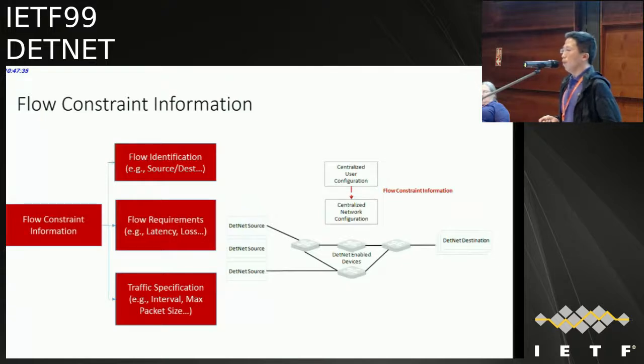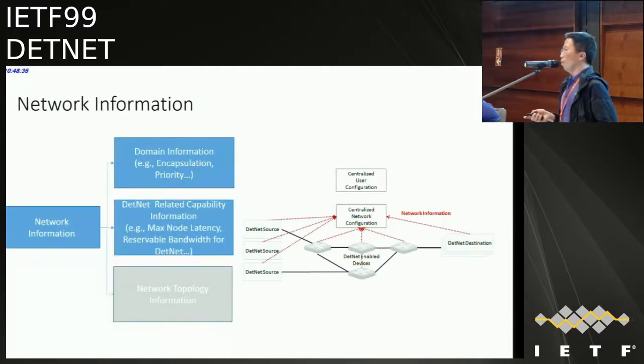Here are some details about the flow constraint information, which includes the flow identification, for example, the source or destination address, and the flow requirement, such as latency and the number of redundant paths, and also the traffic specification, which is, for example, the packet transmit interval and the maximum packet size. The figure on the right side shows how this information can be used when starting to establish a data flow path. For example, this is a centralized model where the application controller may send the flow constraint information to the network controller, and the network controller can use that and combine it with network information to compute the path.